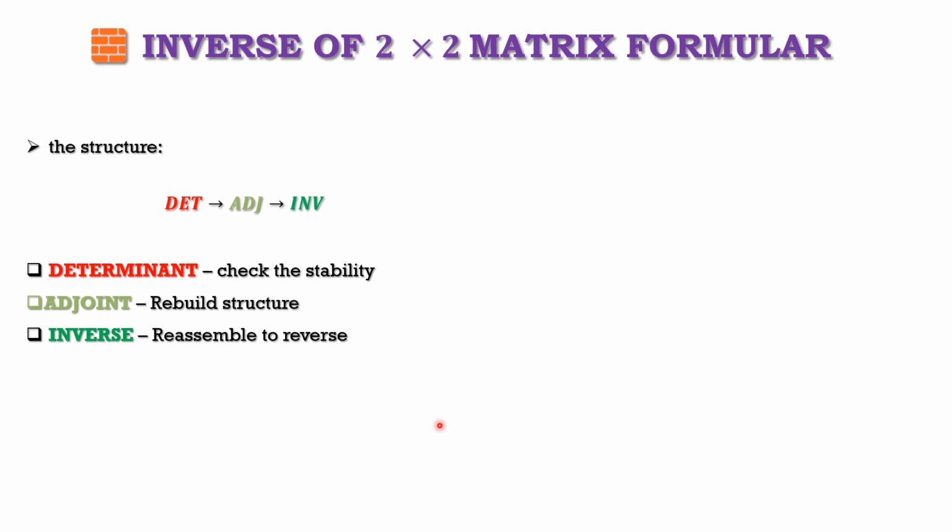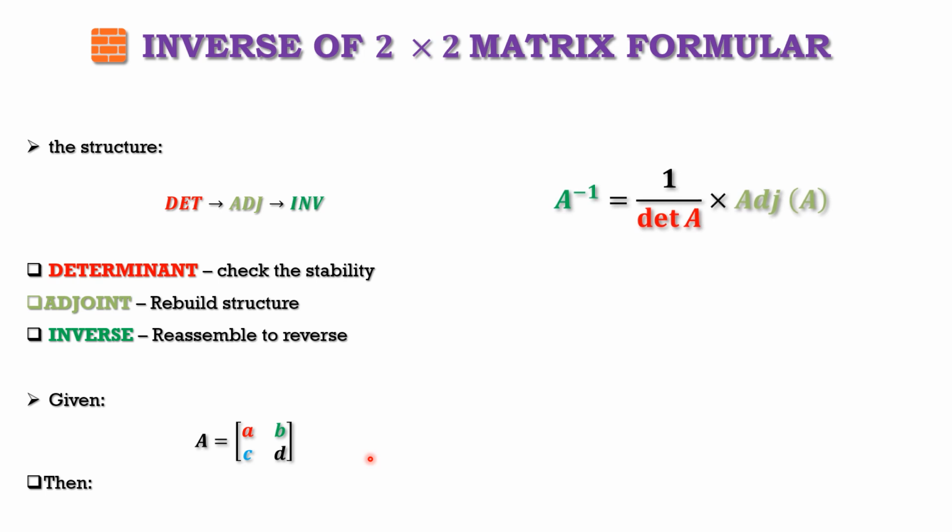Everything, or maybe reverse the matrix into an inverse form. So now, given a matrix A equal to A, B, C, D, if I want to find the inverse, then the inverse formula will be the determinant times the adjoint. So the inverse will be 1 divided by the determinant of A times the adjoint of A. Now we need to also revise on how to find the determinant of A.